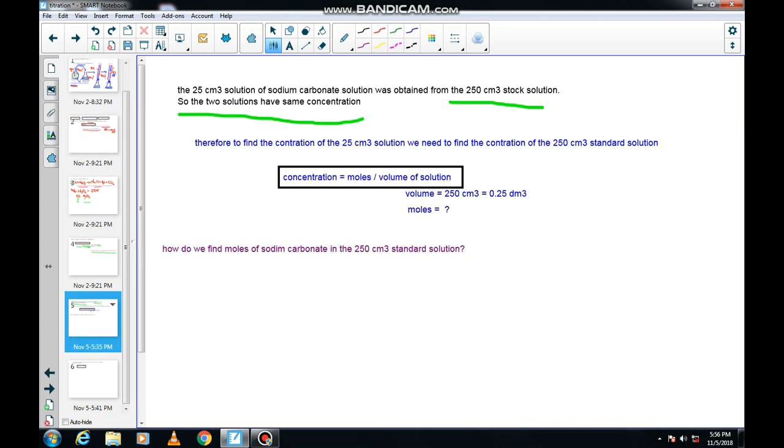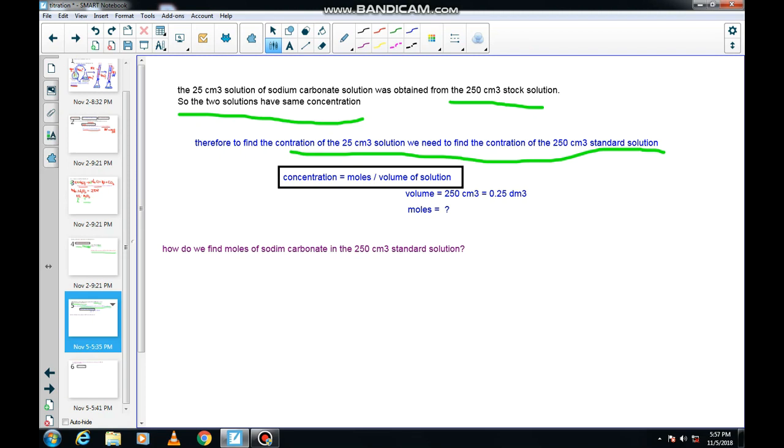All right. Now we can apply the formula, or we can find the concentration of the 250 cubic centimeter solution. Once we know it, then we will know that it is the same as the concentration of the 25 cubic centimeter solution. And how do we find that concentration? Concentration equals moles divided by the volume. The volume is 250 cubic centimeters, which is 0.25 decimeter cubes. Once again, give yourself a chance to practice.